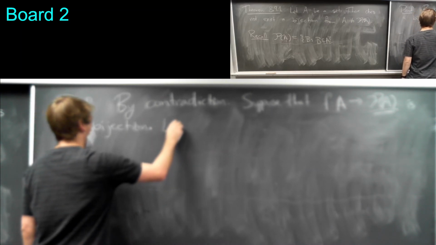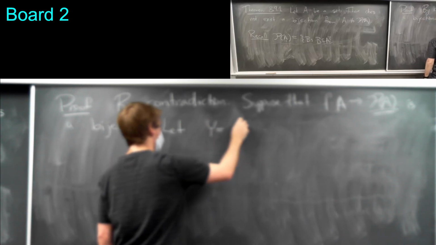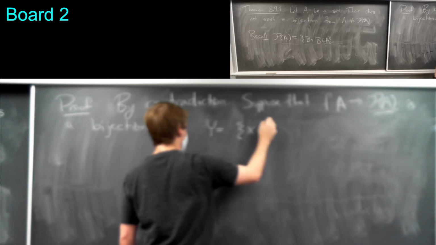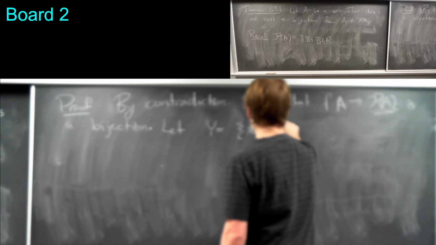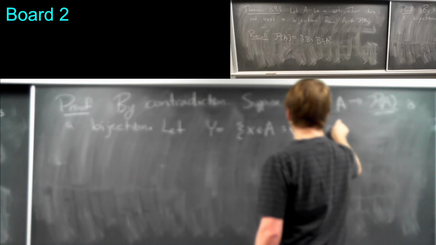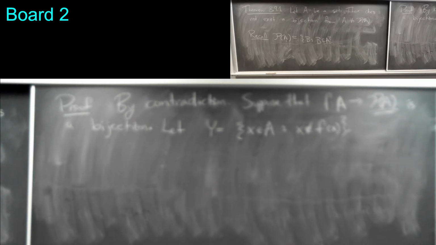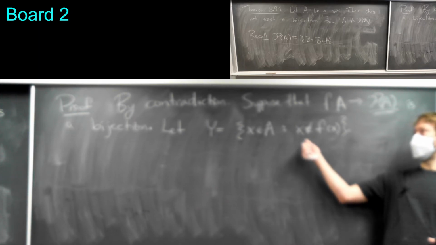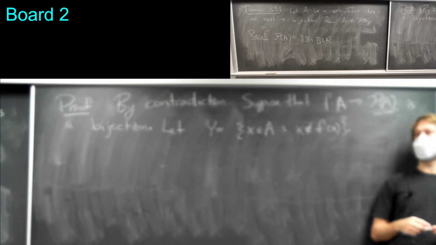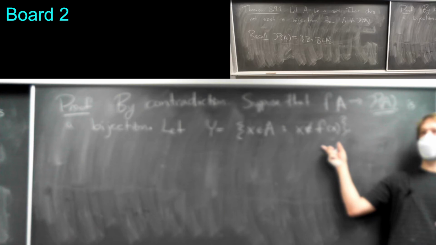So here's the trick. I'm going to let Y be the set of all x in A such that x is not an element of f of x. Okay. So you really have to be good with your set theory notation here, right? To know what this means and why this makes sense.